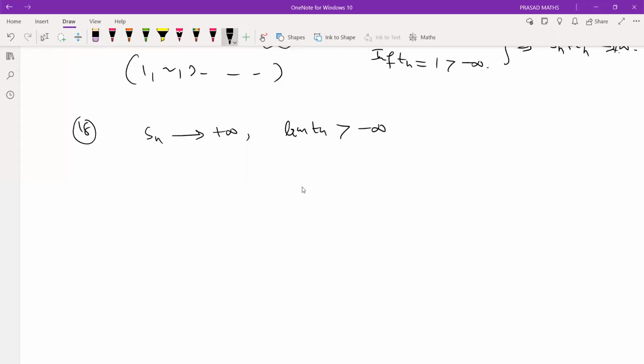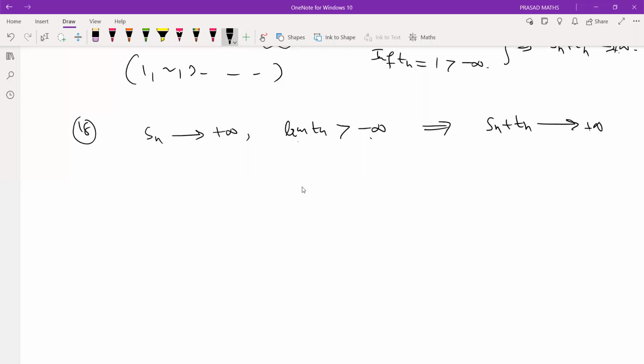Limit is bigger than minus infinity. That will imply that Sn plus Tn diverges to plus infinity. This is also a very important result. We'll see what is the importance of this. So the limit exists, which is bigger than minus infinity.